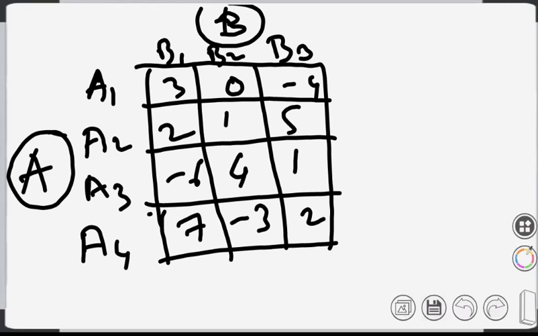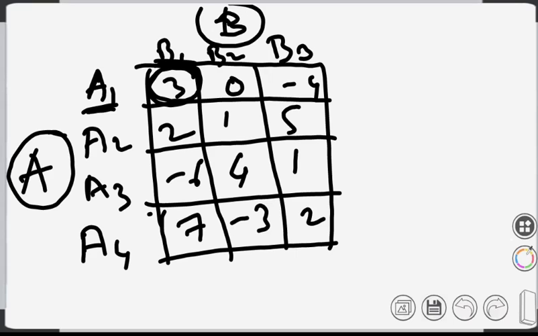Now, as you see, what this matrix means: player A has 4 strategies, A1, A2, A3, and A4, and player B has 3 strategies. When player A plays strategy 1, that is A1, and player B plays strategy 1, that is B1, then the value 3 implies player B has to give player A rupees 3. A plus value indicates player B gives player A that money, and the minus value represents player A gives player B.